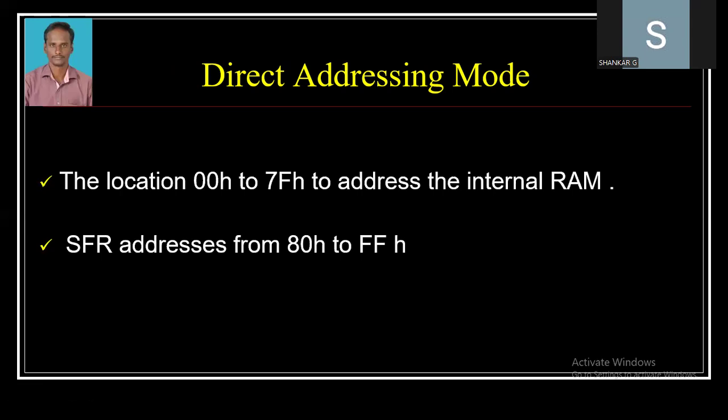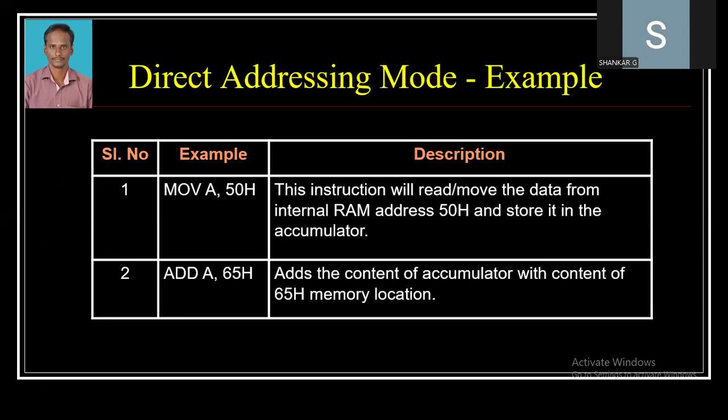The memory locations 00H to 7FH are allocated for internal RAM, and for special function registers from 80H to FFH. A few examples are given for direct addressing mode. MOV A, 50H: this instruction will read the data from the internal memory address 50H and store it in the accumulator. And next is ADD A, 65H. It adds the content of the accumulator with the content of memory location 65H.